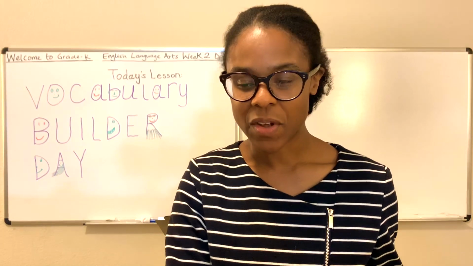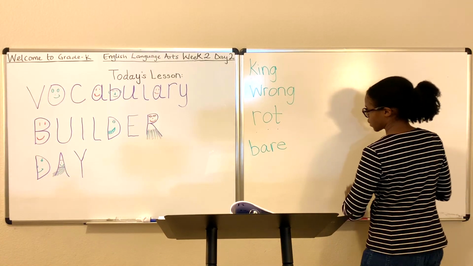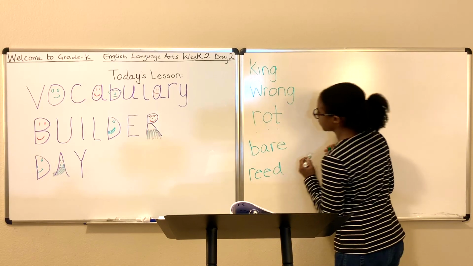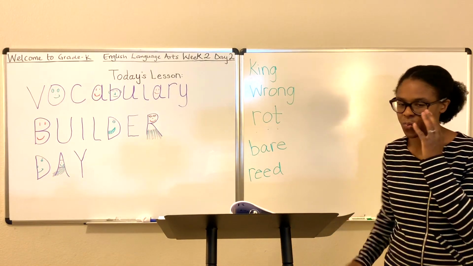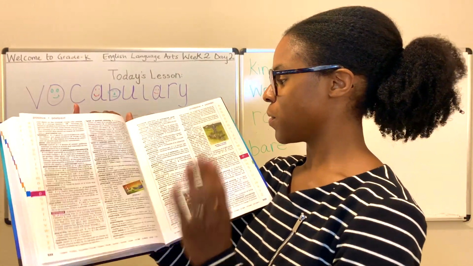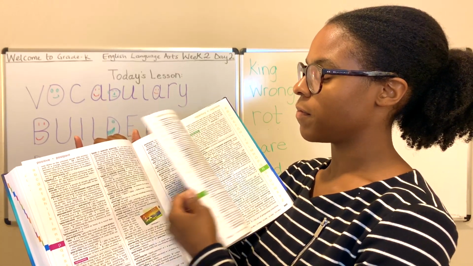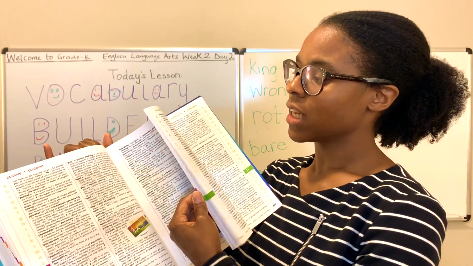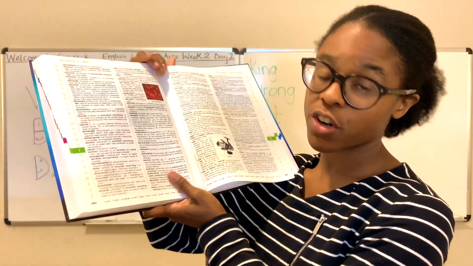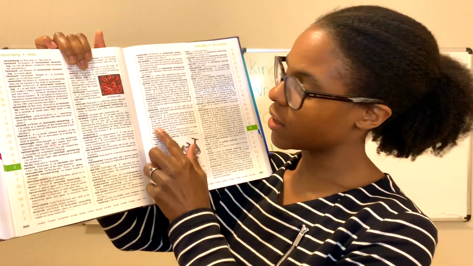Bare. Okay, let's try one more word. This word is going to be reed. Reed. What is a reed? Well, let's find out. You can just flip open your dictionary. And the other 5 words that we do not get to in this video, you could just use your own dictionary. Look up those words one by one. It's really good practice to use your own dictionary or glossary in the back of the book to learn and absorb the definition of these words.